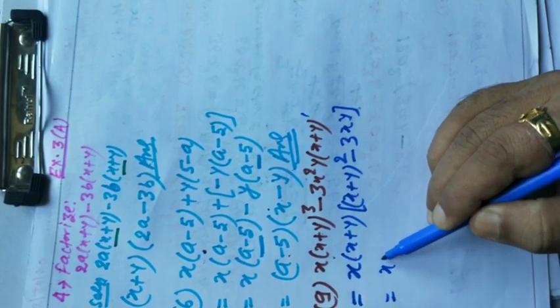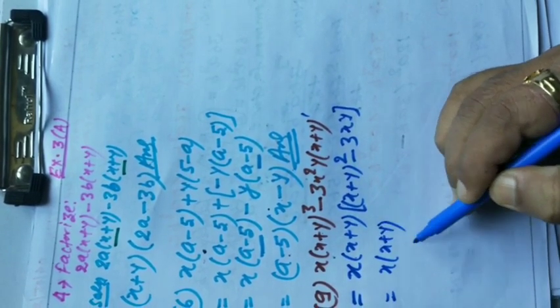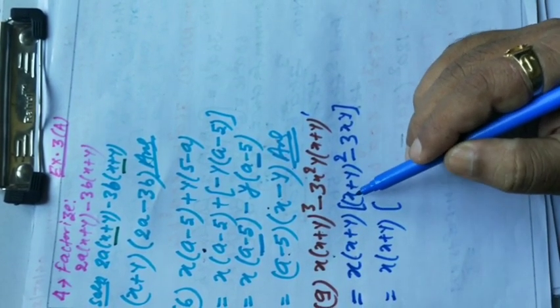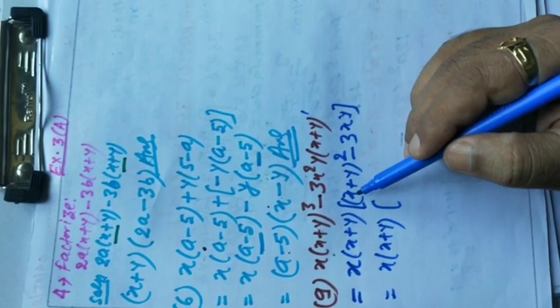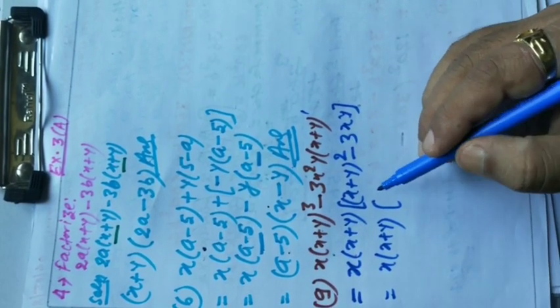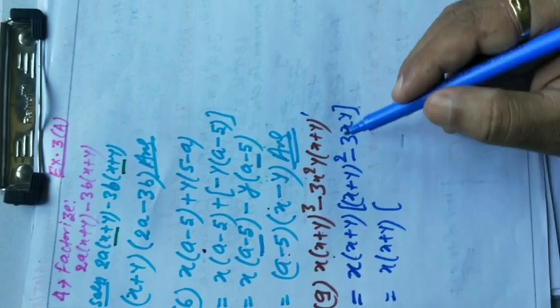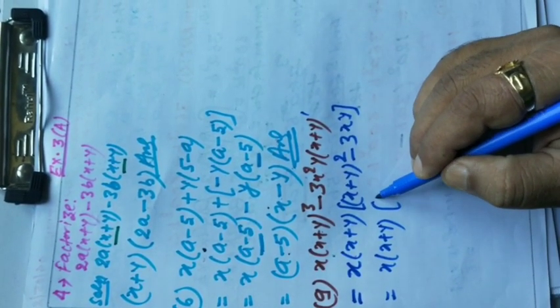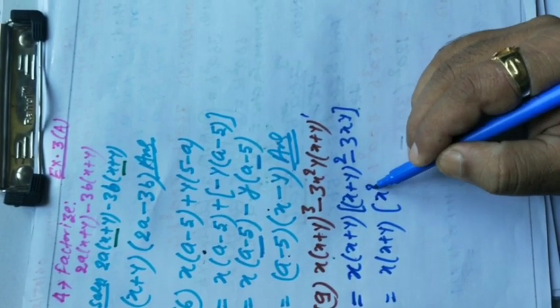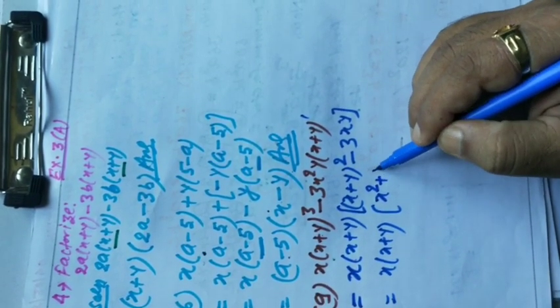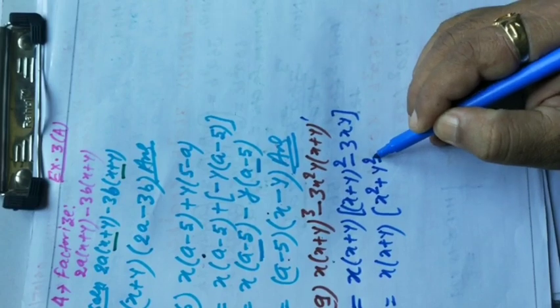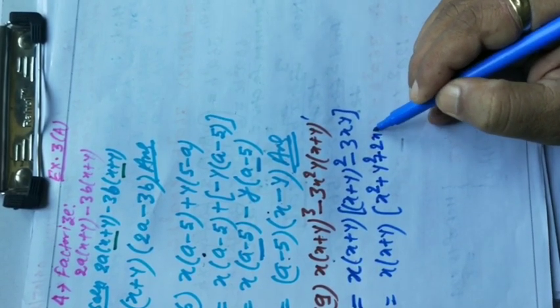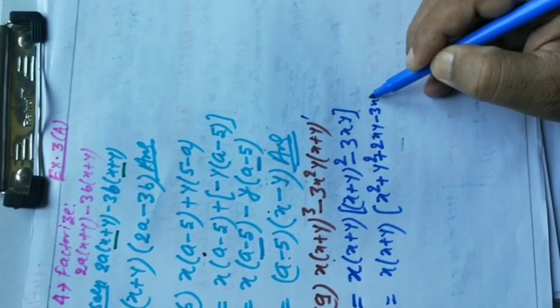Now you know the formula, the identity a plus b the whole square. Here x plus y the whole square is there, so you have to expand it. So let us expand it. It will be a square, that is x square, b square, that is y square, plus 2ab, that is 2xy, minus 3xy.